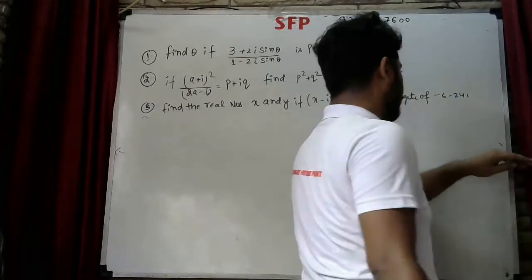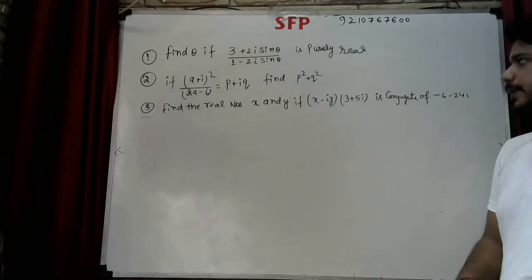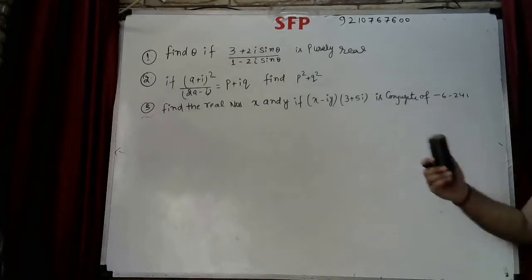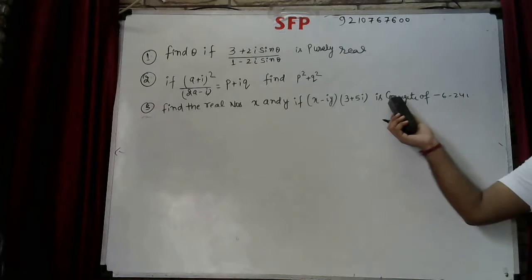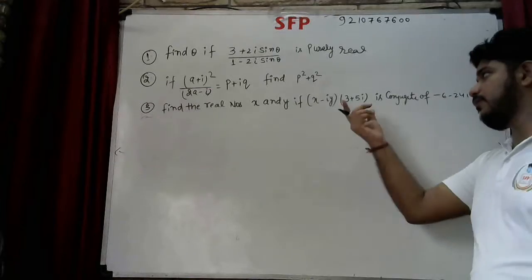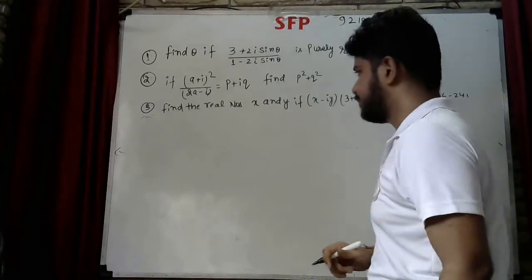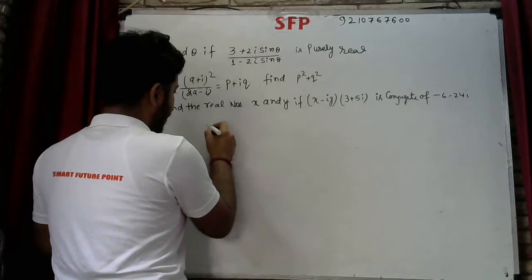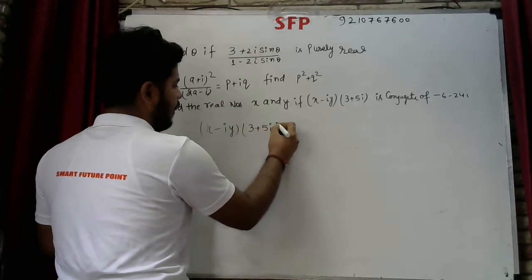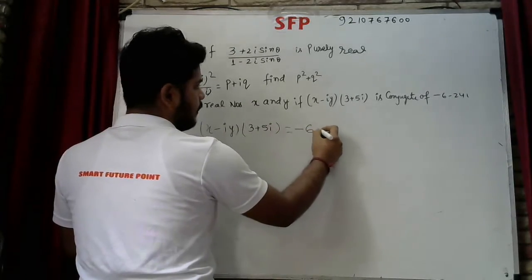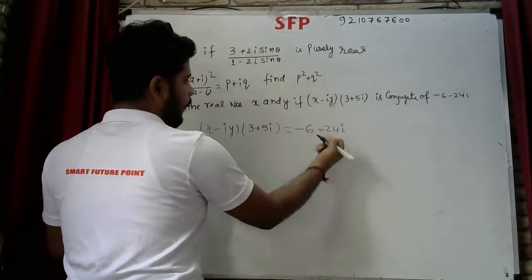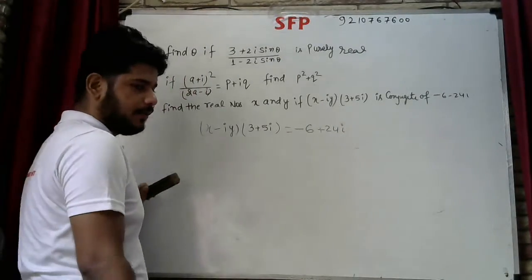Now, third is: find the real numbers x and y, where x and y are real numbers. If this value is the conjugate of minus 6 minus 24i, it means the given value is the conjugate of this. So we'll say x minus iota y into 3 plus 5 iota is the conjugate of minus 6 minus 24i. And how do we find the conjugate? Just reverse the sign.